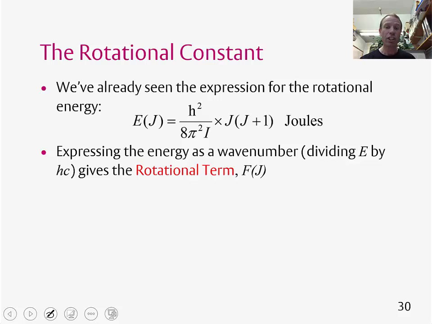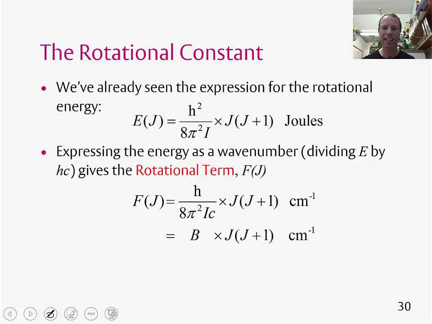If we now express the energy as a wave number, so basically we divide the energy by hc, where h is Planck's constant and c is the speed of light in centimeters per second, this gives us what's known as the rotational term, F(J). So we can write it like this. And this is now a wave number and has units of centimeters to the -1.